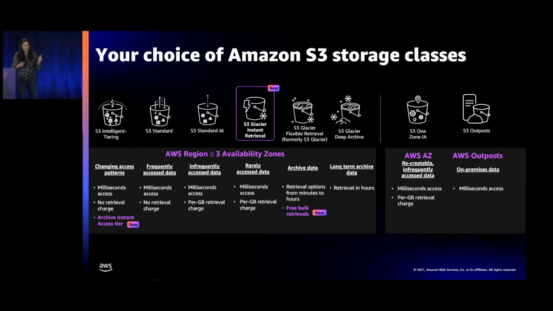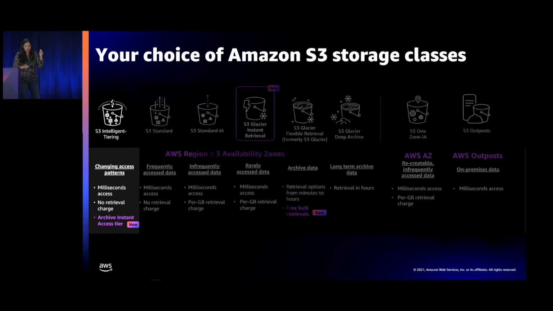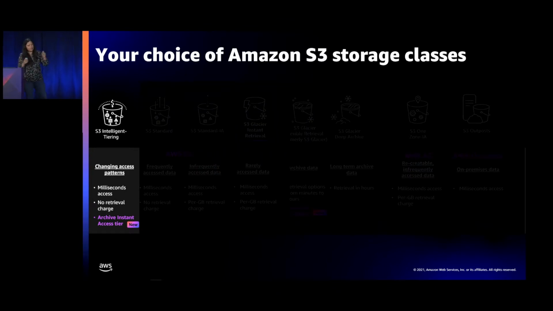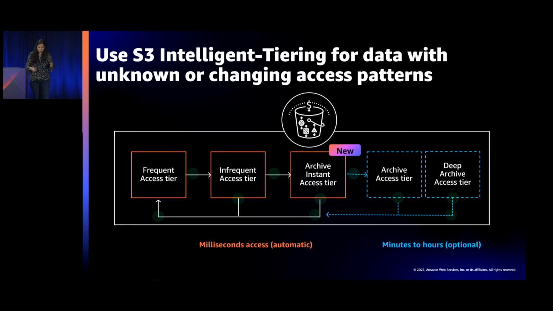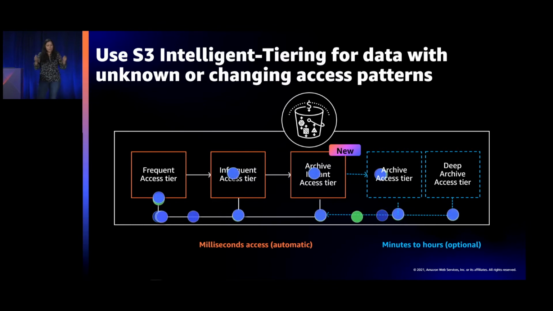And then there's S3 Intelligent-Tiering. That is the most popular storage class with data sets that have unknown and unpredictable access patterns. And I want to dive a little bit deeper into S3 Intelligent-Tiering and talk about why it is the most popular choice for data lakes. So the S3 Intelligent-Tiering storage class is designed to optimize storage costs by automatically moving data to the most cost-effective tier when access patterns change.